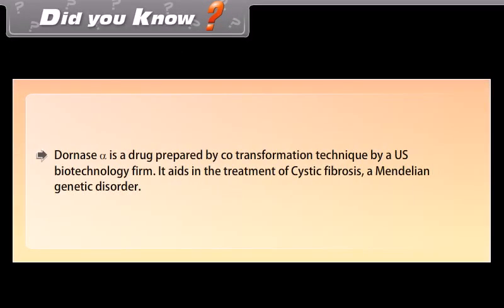Did you know? Donase alpha is a drug prepared by co-transformation technique by a US biotechnology firm. It aids in the treatment of cystic fibrosis, a Mendelian genetic disorder.